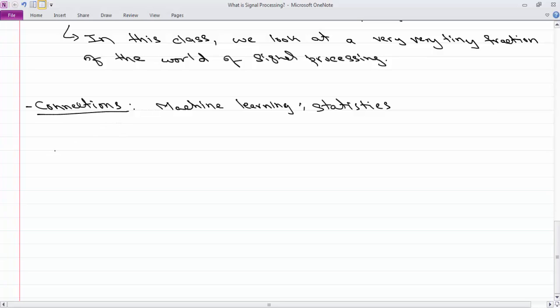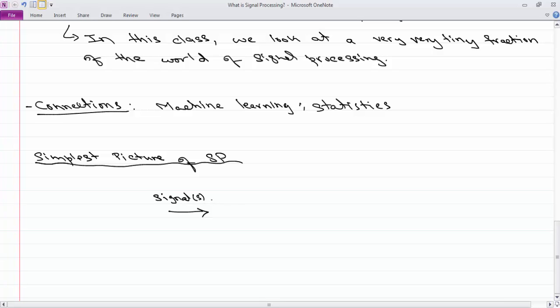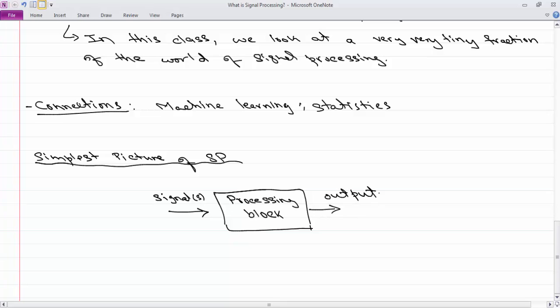So having tried to convince you that signal processing is everywhere, let's look at the simplest picture of what a signal processing system might look like. We'll, of course, expand that further as we go on. But the simplest picture is that you have signal or signals that are coming into some system, and then you have a processing block and then you produce some output or outputs.